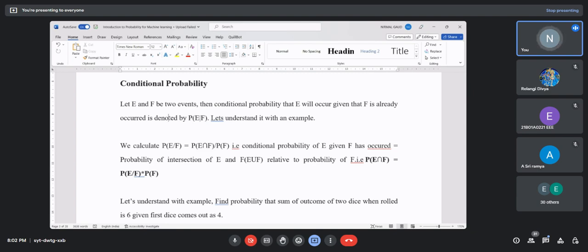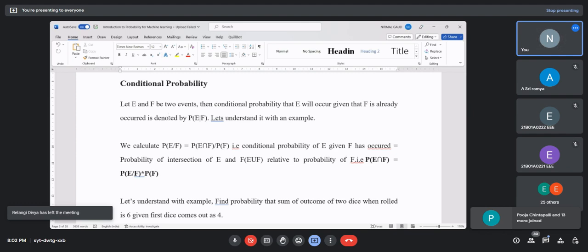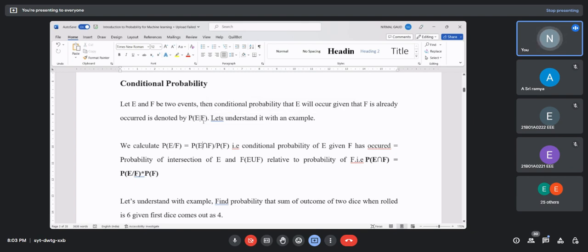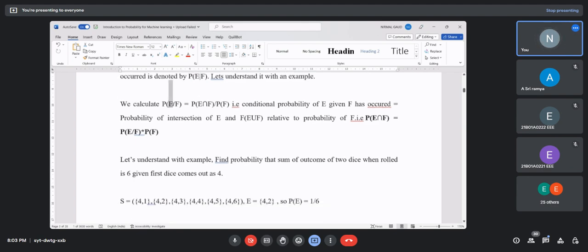Now I'm talking about a condition. Something happened, and I need to check what will be the outcome of another event. What are the chances, the probability, of the outcome of another event? This is conditional probability. It's denoted by P(E given F). It's quite simple: the conditional probability that E will occur given F has already occurred. F has occurred, and I need to check the probability of E. So how to calculate P(E given F)?